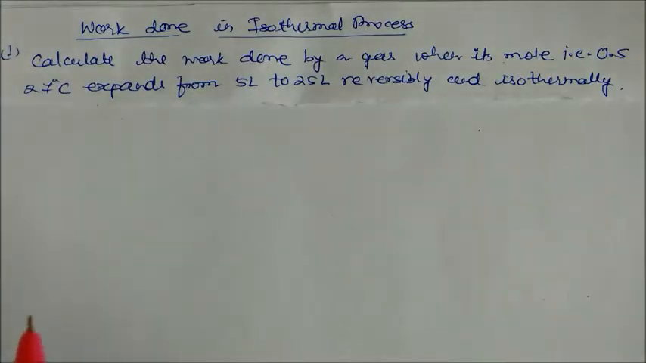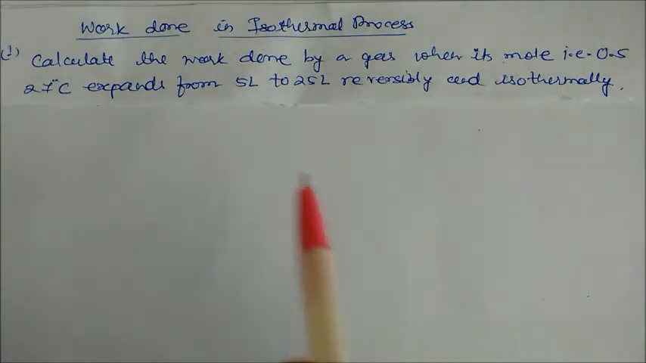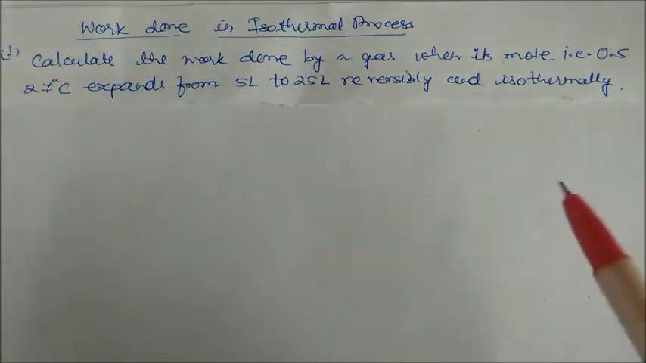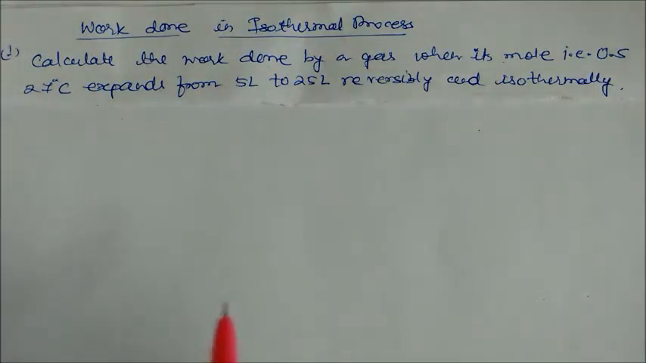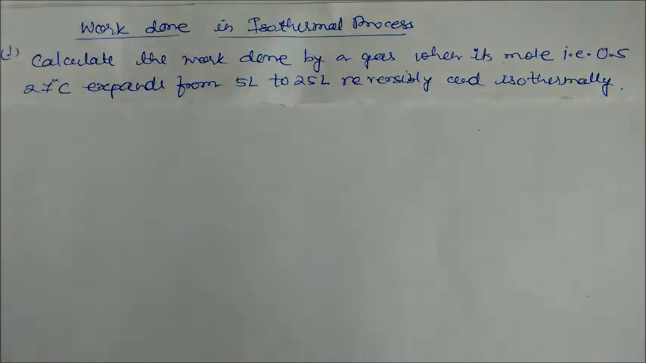Solve the problem based on work done in isothermal process. In this process, the isothermal process, we know the formula: during the isothermal process, work done by the system is equal to minus 2.303 nRT log V2 by V1, where V2 is the final volume and V1 is the initial volume of the gas. Based on this, we will see some problems. Let us see these problems.